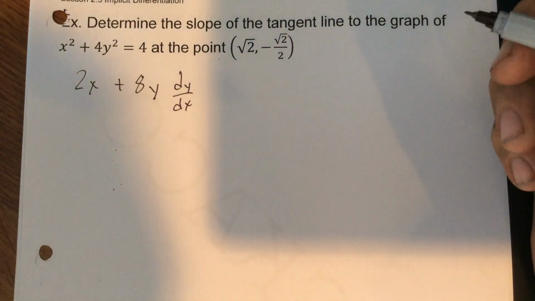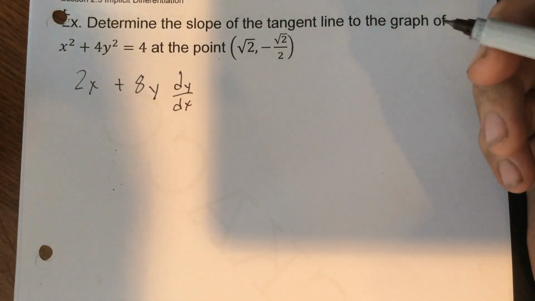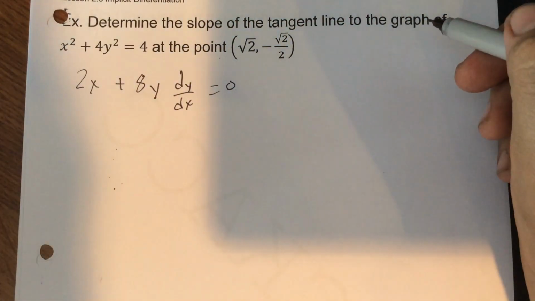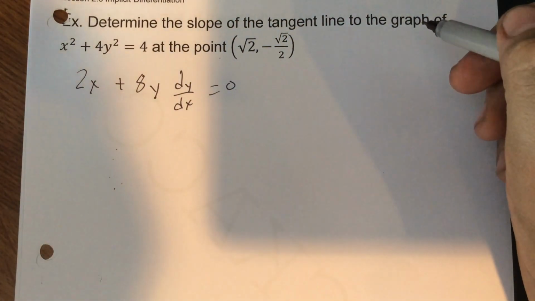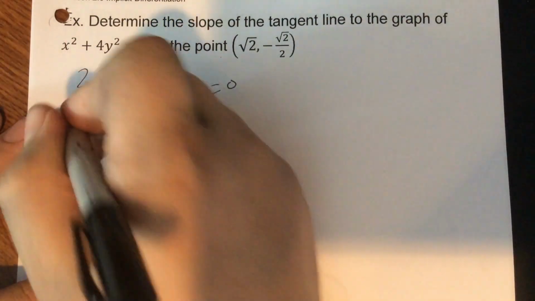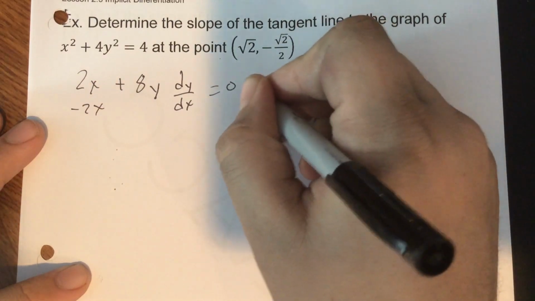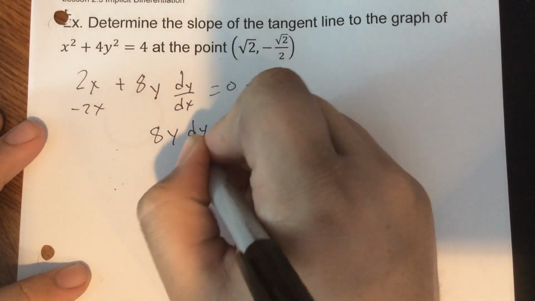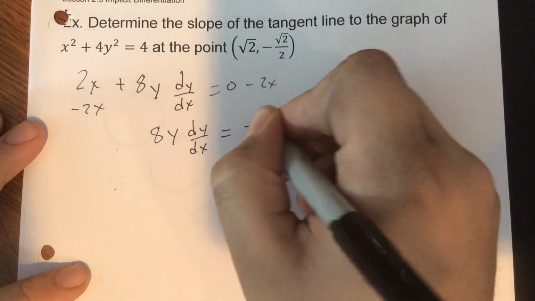Because y squared will go to 2y. We already have a 4 there, so we get an 8y. The 4 just goes to 0. So if we solve for the dy dx, that will give us our equation that we can then use to find the slope of the graph. So if we subtract the 2x over, 8y dy over dx would equal negative 2x.